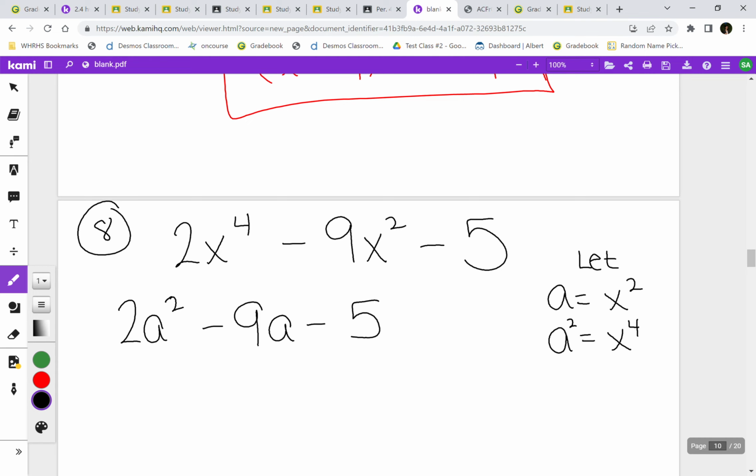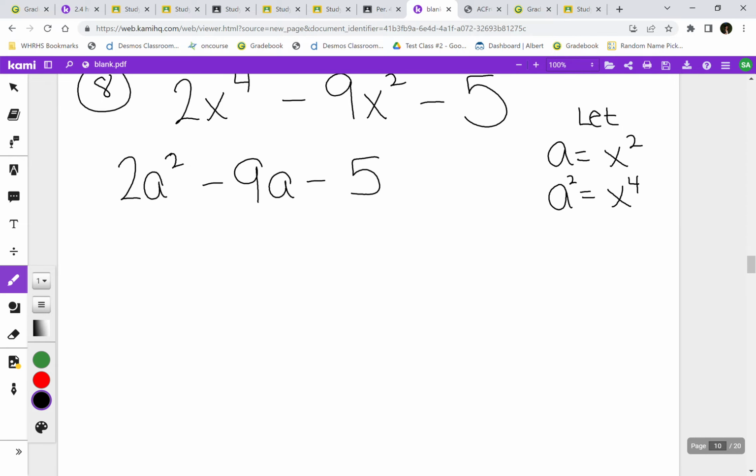All right, who's factored this? David? I got x squared minus 5 and 2x squared plus 1. I might be wrong. Did you all get that? Yeah. Okay, 2x squared plus 1 right over here? Okay, I need to go a step further.